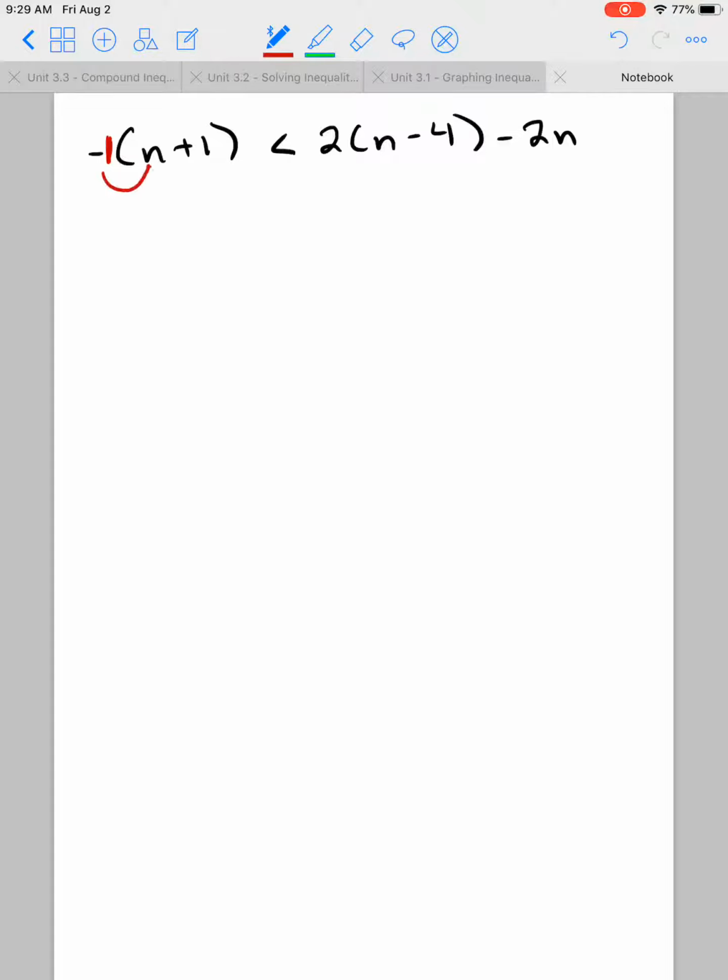So when I distribute that to both terms, and remember it is a -1, right? And on the right-hand side, you're also distributing a +2 to both terms. So let's go ahead and distribute. I'm going to have -1 times n is just -n. -1 times +1 is -1. Is less than 2 times n is 2n. 2 times -4 is -8.